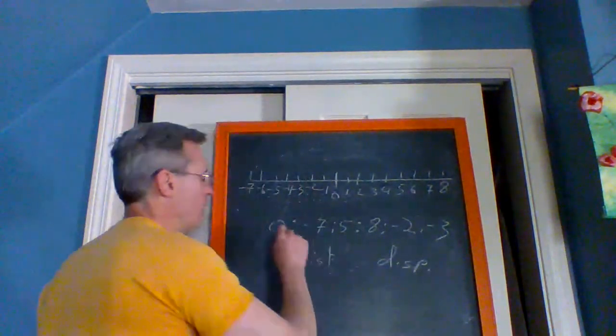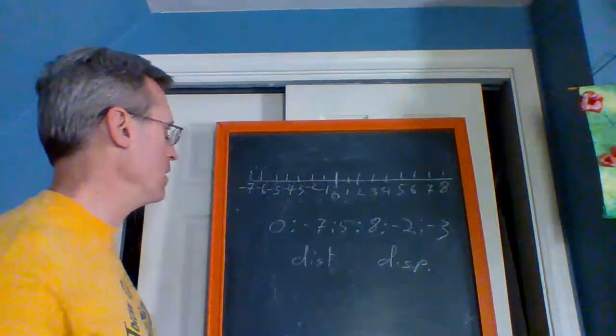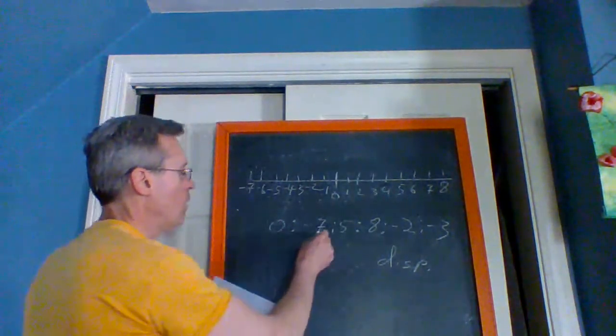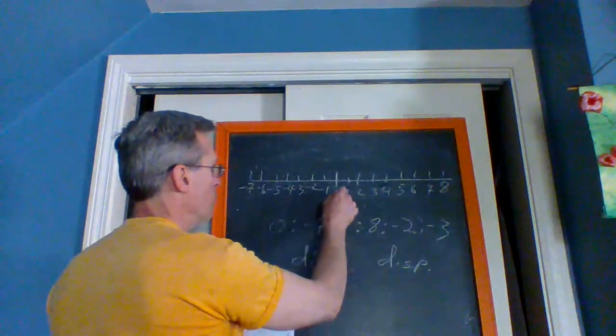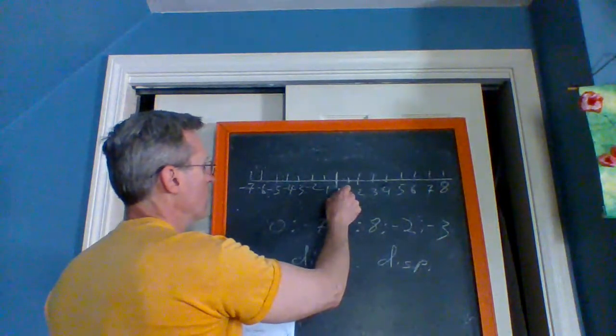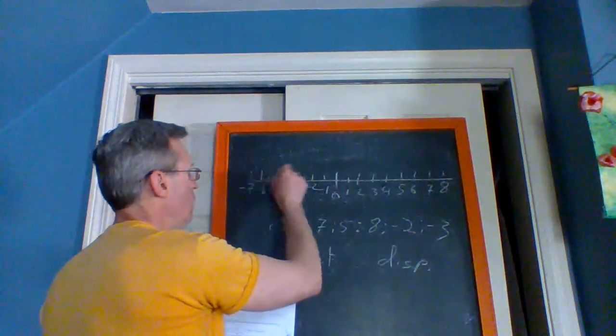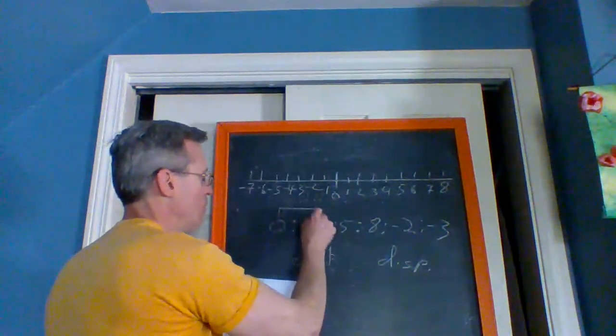Okay, so let's say we go the first route, and we're going to start at 0. Why? Because it just says to. And then we're going to walk to -7. So if we go from 0 and we walk to the left to -7, 1, 2, 3, 4, 5, 6, 7, we walked a distance of 7 paces.